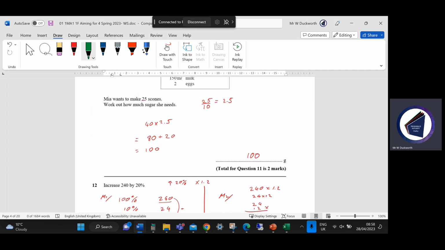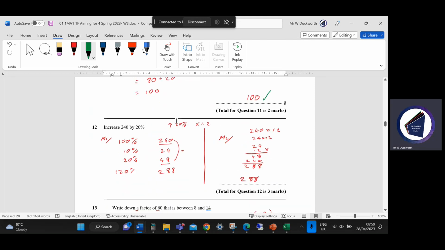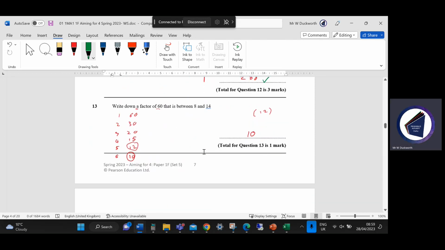So quickly to the mark scheme then. Trying to get a bit quicker with this. Question 11 was 1 mark for showing 2.5 and 1 mark for the 100. And then for question 12, we've got 1 method mark for showing 48, and then 1 method mark for showing an attempt to add them together, and then 1 mark for the answer. So arguably that, and that. Right, question 13, 1 mark for 10 or 12.